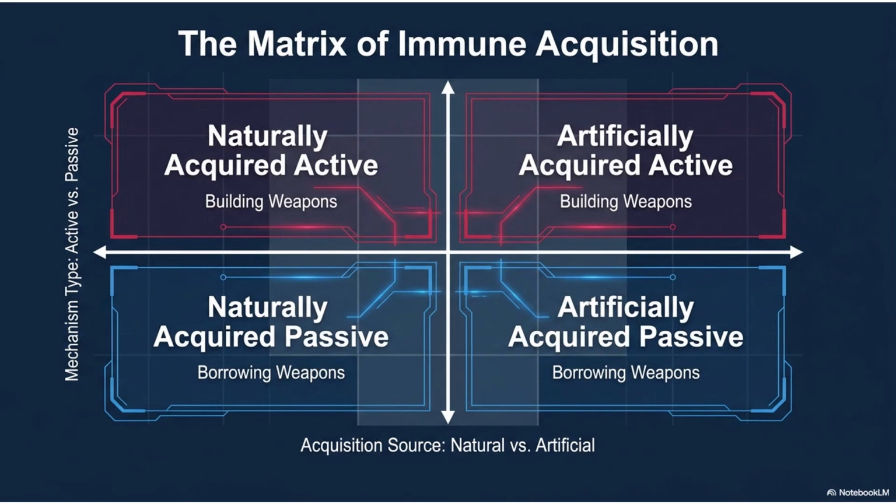So keep this grid in mind because the rest of the presentation simply walks you through these 4 boxes one at a time. But remember the key phrase. Active immunity is about building weapons. Passive immunity is about borrowing those weapons. So we're going to start in the top left quadrant, naturally acquired active immunity. This is the oldest and most fundamental form, the immunity that you gain by contracting a disease and naturally living through it.